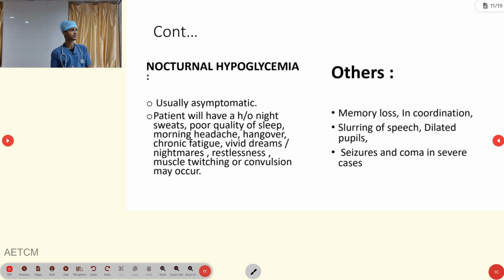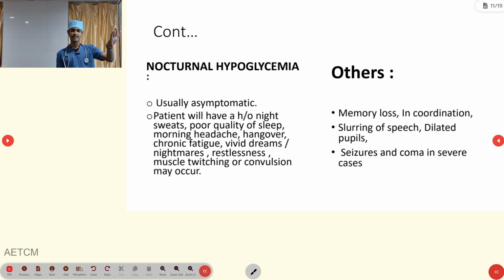Nocturnal hypoglycemia means it will occur mainly at night time. In the majority of these cases it is asymptomatic, because at night time the person won't get that many symptoms. But here the person may feel poor quality of sleep, nightmares, night sweats, those things will arise. Others like memory loss, incoordination, slurring of speech, dilated pupil, seizure, and then coma in severe cases.